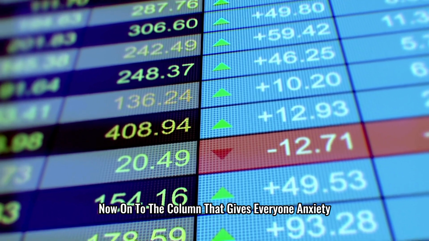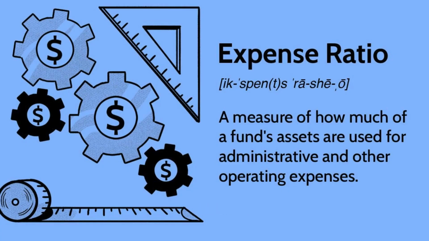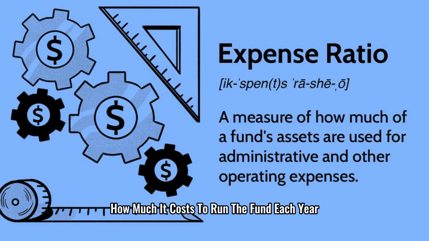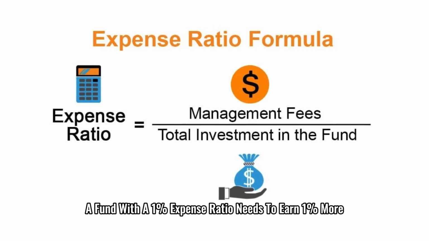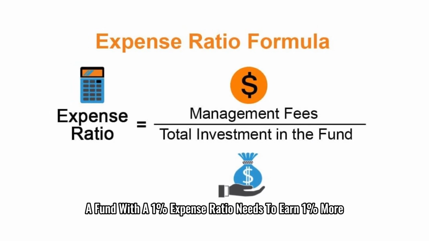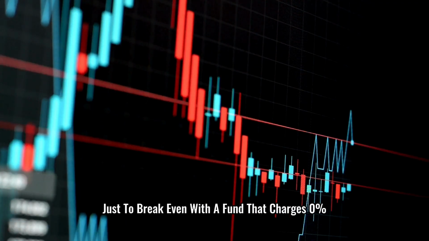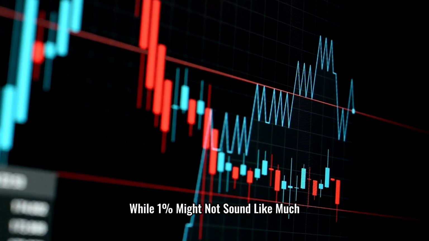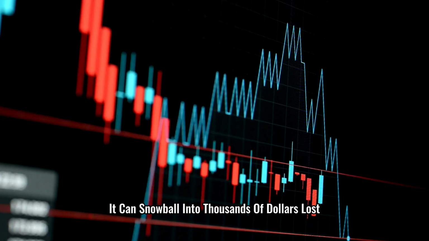Now, onto the column that gives everyone anxiety: expense ratio. This is where the fund tells you, in percentage terms, how much it costs to run the fund each year. And yes, it's coming directly out of your returns. A fund with a 1% expense ratio needs to earn 1% more just to break even with a fund that charges 0%. While 1% might not sound like much, over decades, it can snowball into thousands of dollars lost.